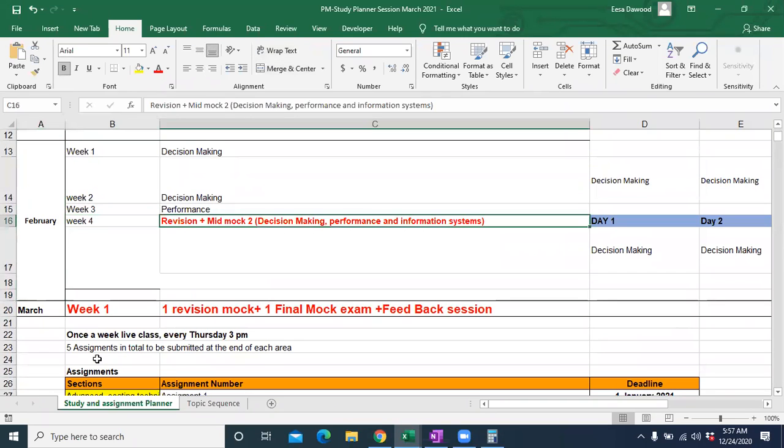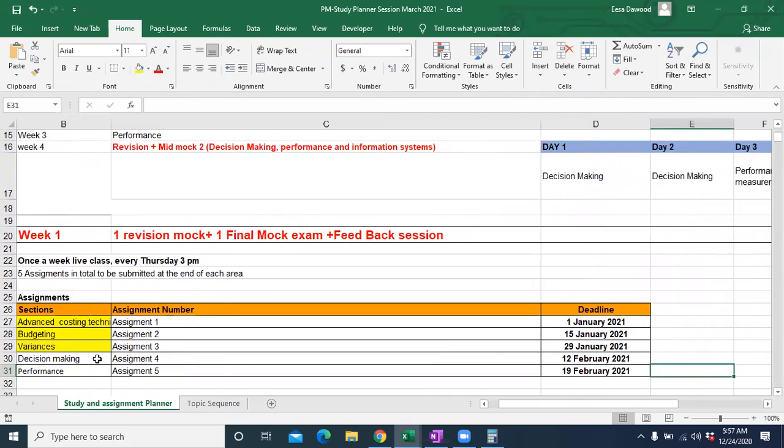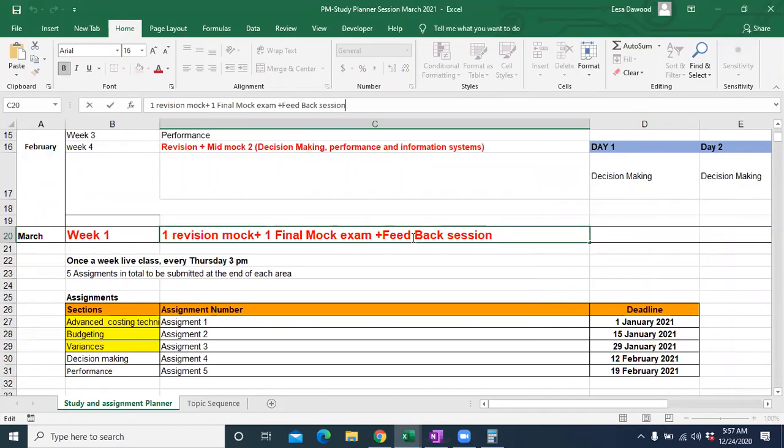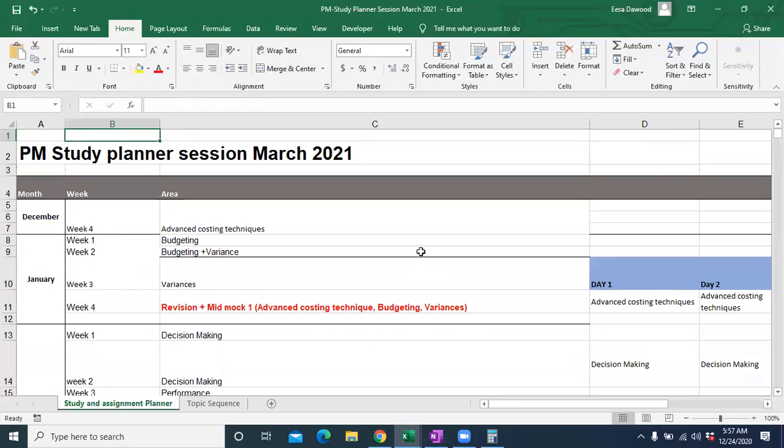As you can see, towards the end of February, in the last days, the course completion date would be 22nd. 19th is the last deadline for the last assignment, and then there'll be mocks and revisions. In the last, there'll be a revision mock, and then one final mock, and I'll be giving personalized feedback on your mocks, and then there'll be a feedback session. So that's how I'm going to go. That's my plan.